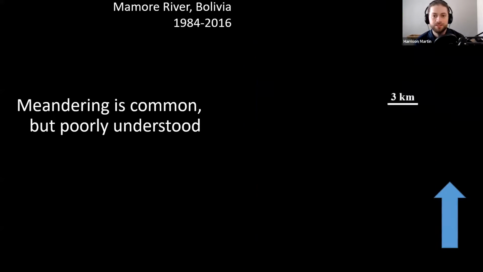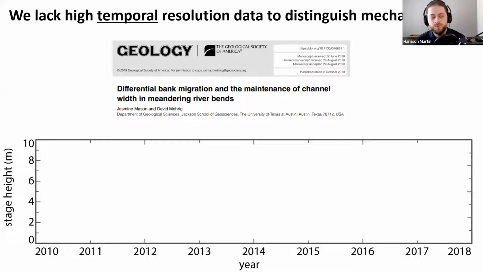Is it per flood? Is there some relationship? Those questions we haven't been able to answer as well because we lack high temporal resolution. And when I say temporal resolution, what I mean is if spatial resolution is how closely you can look, temporal resolution is how often you can look. And I believe it's limited because of the cost of airborne LiDAR.